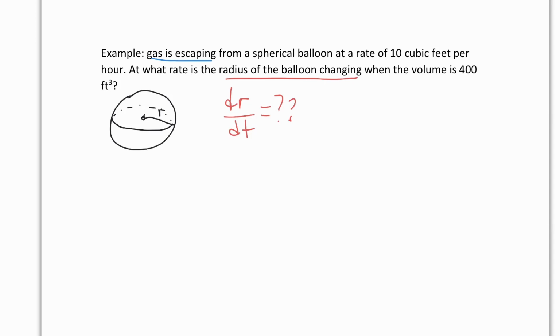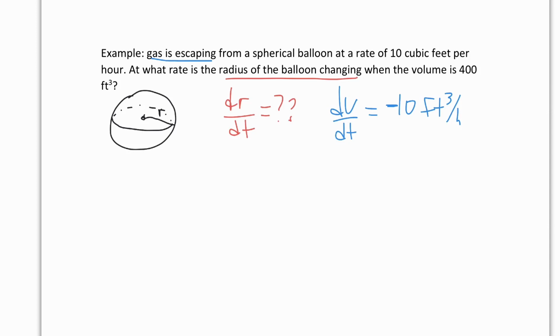Gas is escaping. Well, what does gas relate to in a balloon? Does that relate to its radius? Not directly. Does it relate to the surface area? I don't think so. Gas relates to the volume of a sphere. As gas leaves the balloon, it's going to have less volume. And so dV/dt is given to us because it's told that gas is escaping at a rate of 10 cubic feet per hour. So negative 10, because it's decreasing, feet cubed per hour.